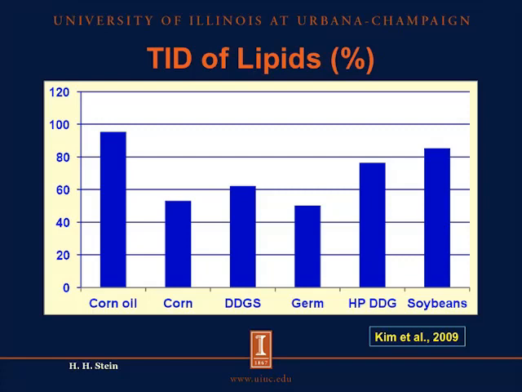But when we come to HP DDG, we do see a slight increase in digestibility. But as we saw before, there's not a lot of oil in HP DDG, but whatever is there is relatively well digested. Full-fat soybeans also have a relatively high digestibility of lipids at about 85%. So the conclusion from this slide is that although lipids contain quite a bit of energy, there are relatively big variations among different corn co-products in the digestibility of these lipids.